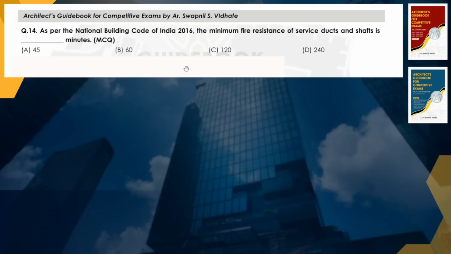Question 14 is, as per the National Building Code of India 2016, the minimum fire resistance of service ducts and shaft is which of the following minutes, right? So the similar question was earlier asked and explained in ISRO 2017. Again, this was a competitive exam question paper conducted by ISRO in 2017 for recruitment of architect.